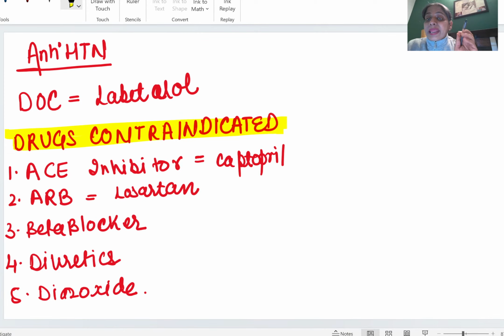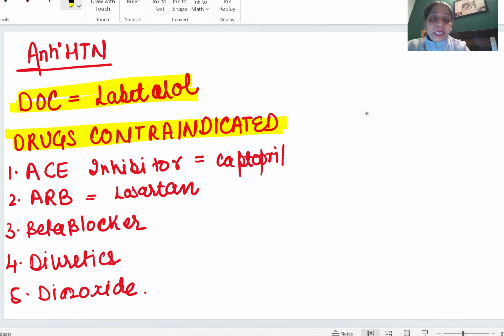Let us see what the antihypertensives of choice are. In any condition, whether they give you severe preeclampsia, emergency preeclampsia, chronic hypertension, impending eclampsia or eclampsia, the drug of choice will always be labetalol.